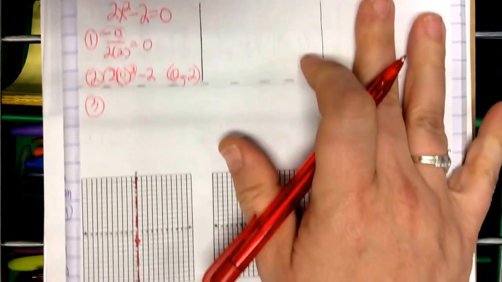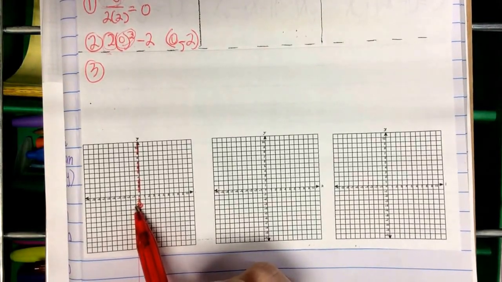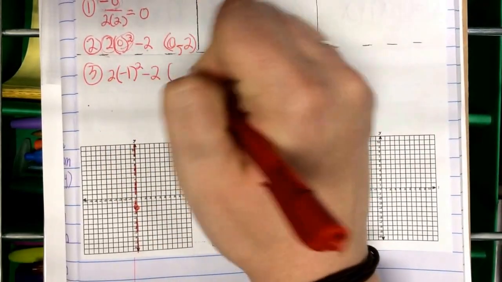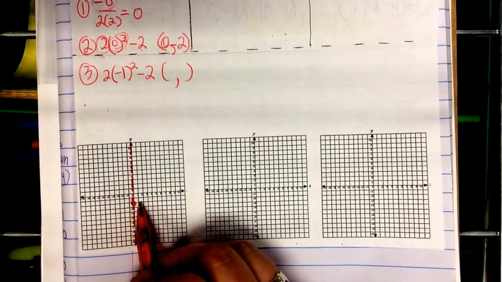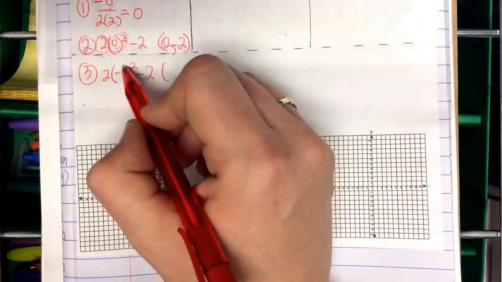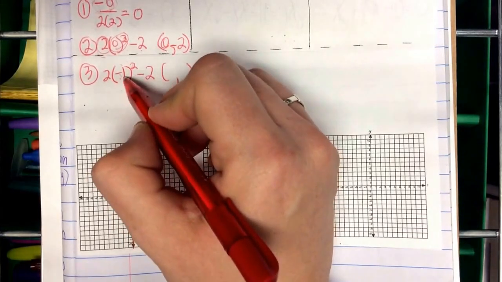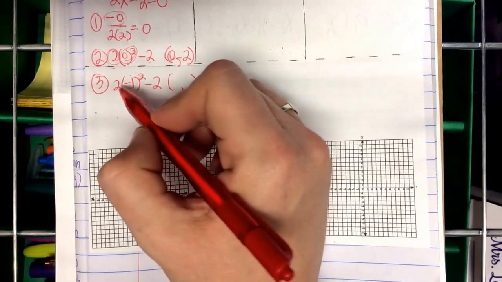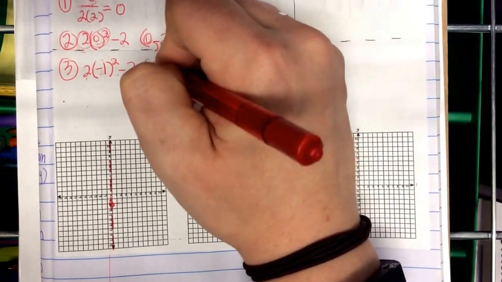Step 3, pick a number, any number. You could do negative 1. So we substitute negative 1 because it's one space away. Could you have done positive 1? Yes. Anytime you substitute a negative value, remember to put it inside parentheses. Negative 1 times negative 1 is positive 1. Times 2 is 2, minus 2 is 0, so negative 1, 0.